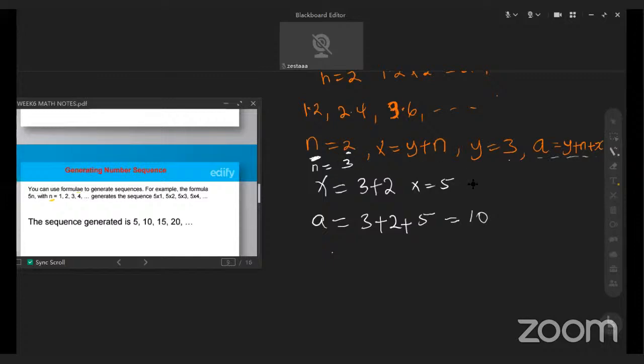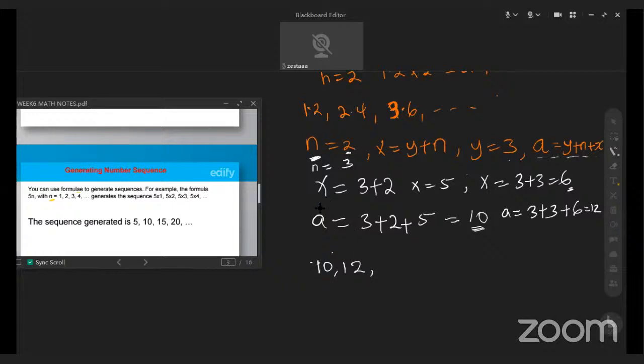So if it is for 3, you first get x. x will be equal to 3 plus 3, which is 6. Then use this x to get your A. So your A will be y, which is 3, plus n, which is 3. Remember, we've changed our n to 3. Then plus x, which is 6. So your A here will be 12. So you realize that your sequence starts with 10, then we are moving to 12.